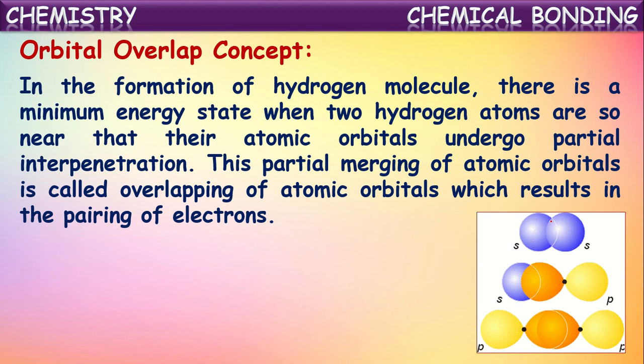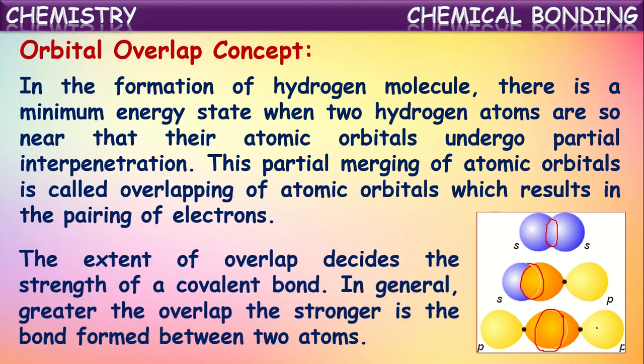See, one s orbital partially merging with the s orbital of another atom. This merging of atomic orbitals is called overlapping. See, one s orbital is merging with the p orbital of another atom. This is called merging or overlapping of atomic orbitals. Here also you can see overlapping of atomic orbitals happening between the two p orbitals of two different atoms. Here, the extent of overlap decides the strength of the covalent bond formed between the atoms.